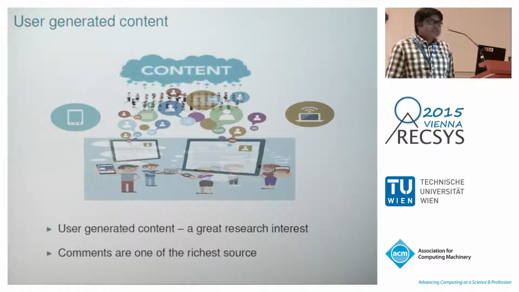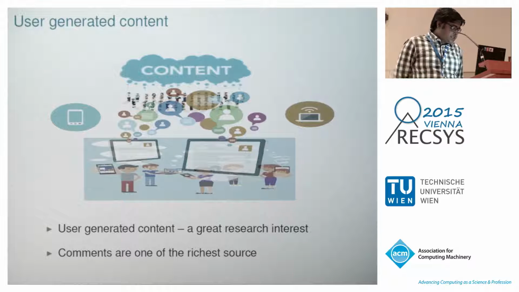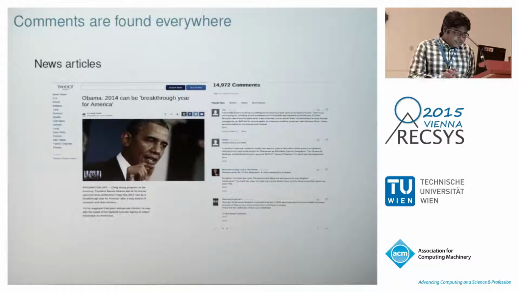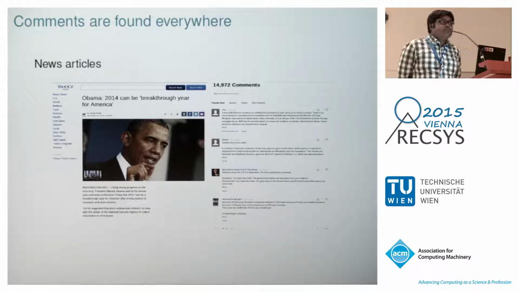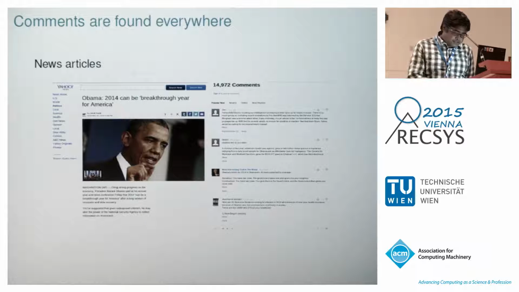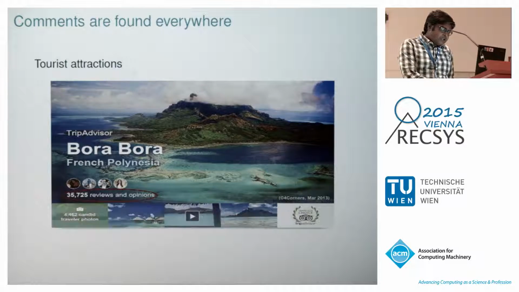So to start with, user-generated content has drawn a big deal of research interest recently, and comments are one of the big sources of user-generated content. So we focus on the comments here. Comments are found almost everywhere nowadays, maybe news articles, over around 15,000 comments on a news article, maybe tourist attractions, around 35,000 comments, maybe products.